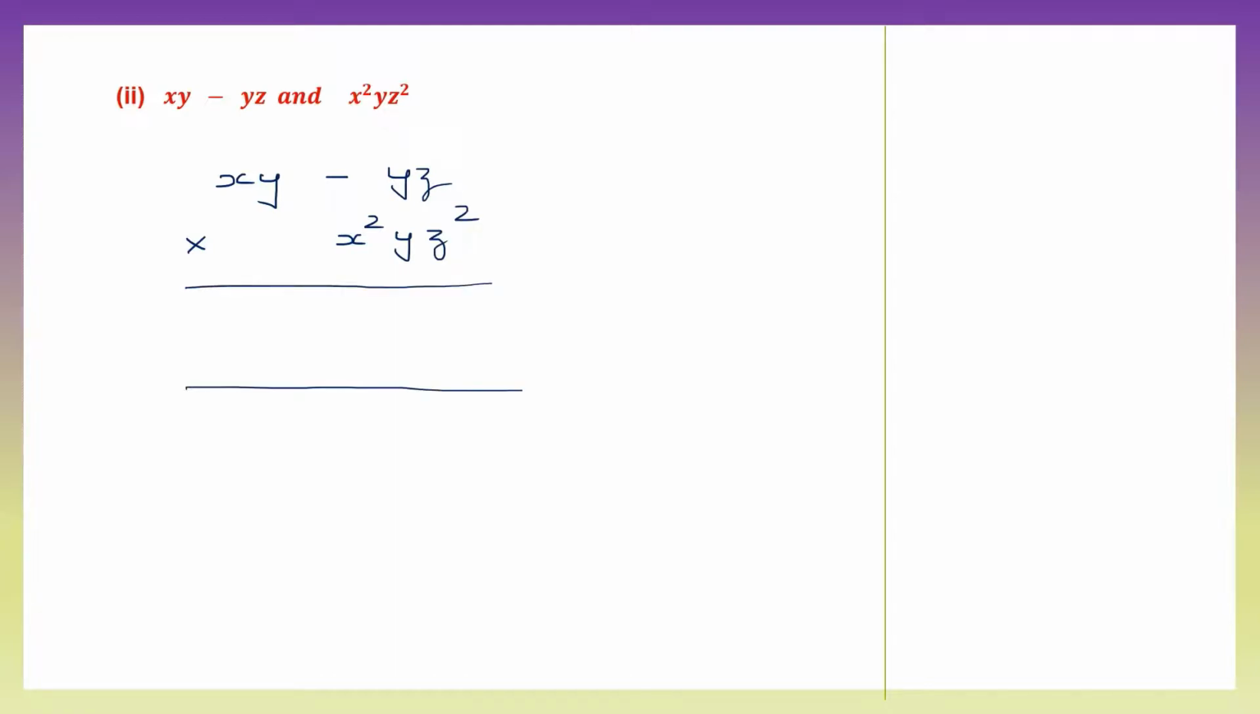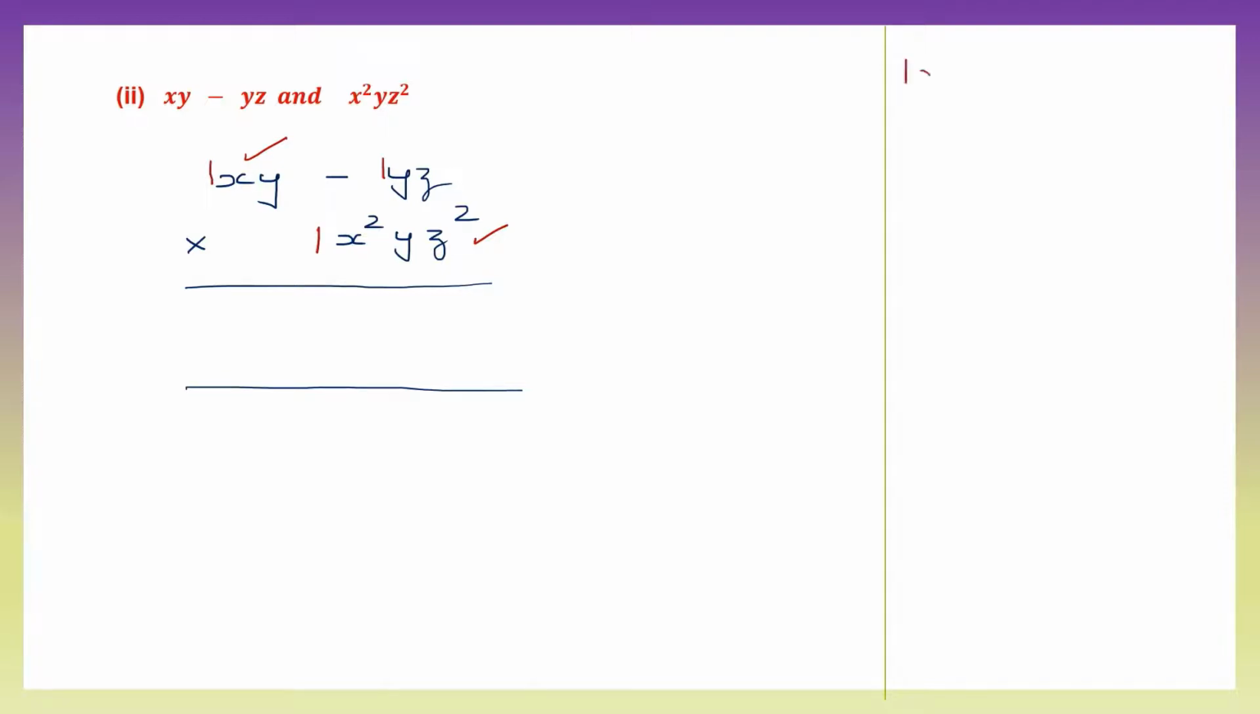Question 2. xy minus yz we multiplied by x square y z square. Okay, so xy minus yz into x square y z square. Okay, so let's multiply this. So first we start with x square y z square, this and xy. So that's 1xy, and we have 1 there. So let's do these two first.